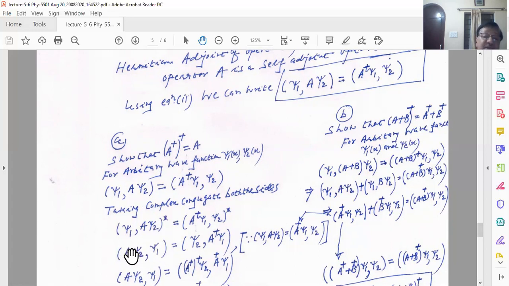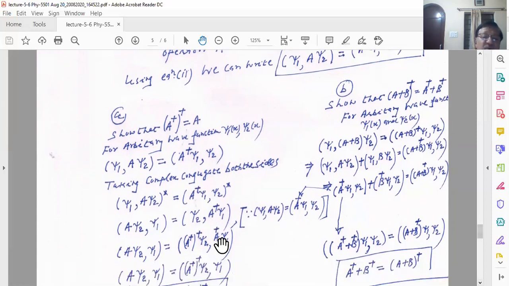So I write this as A psi2 psi1. Here I mentioned this, and similarly here also I just change the first factor and second factor. The second factor becomes the first factor, and the first factor becomes the second factor. So this you can write, right? I hope you understand this step. And now you see this remains the same, A psi2 psi1. And now you see this law.